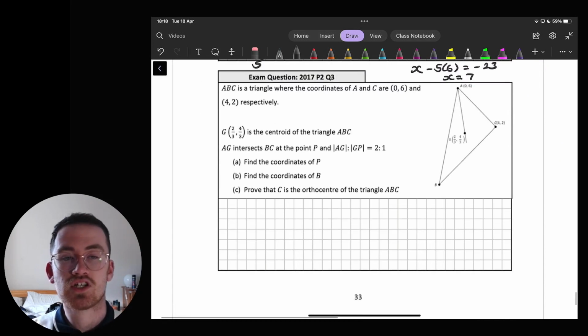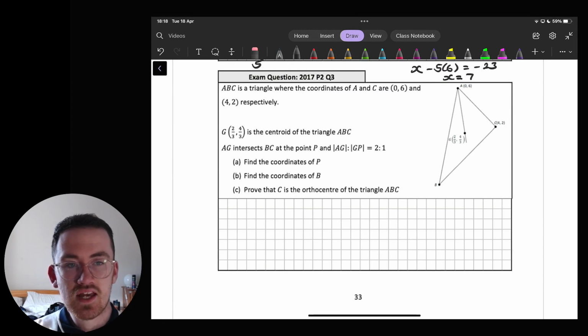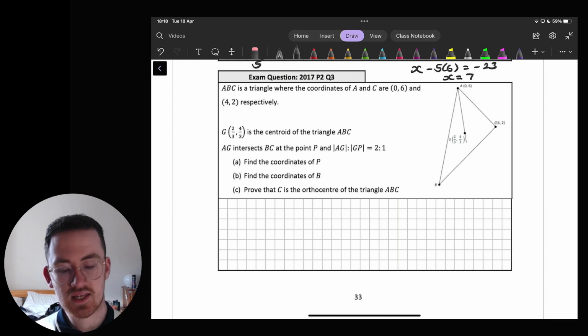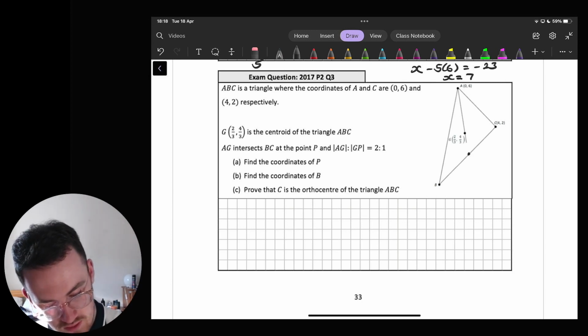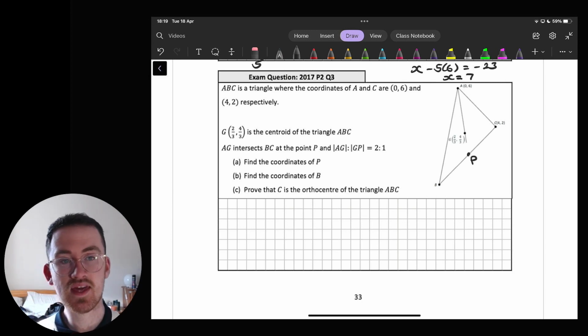So looking then at the second exam question, this is 2017. ABC is a triangle where the coordinates of A and C are given, and G is the centroid, and we're told AG intersects BC at the point P, so we'll maybe just say that P is around about there. We have to find the coordinates of P, so we want to know where the line AG is going to intersect with that point P. So we could find the equations of those lines.